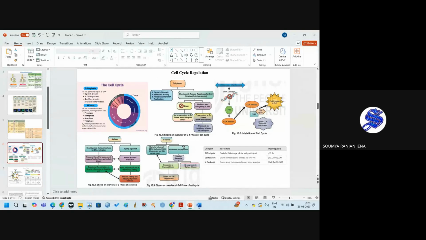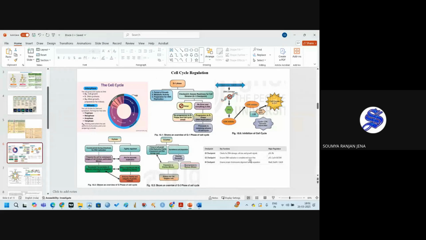If the surveillance and preparation is ensured, it is successful. If this is not the case, DNA damage or any other changes occur, then the G2 phase will arrest, and there is no progression of the cell from G2 to M phase.